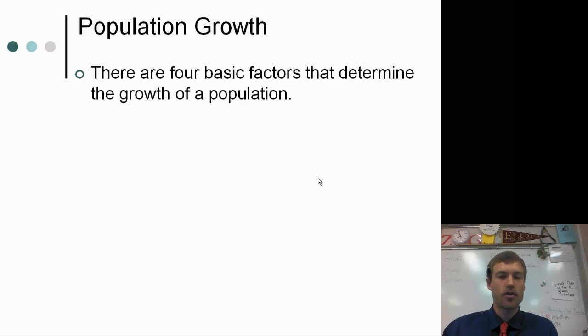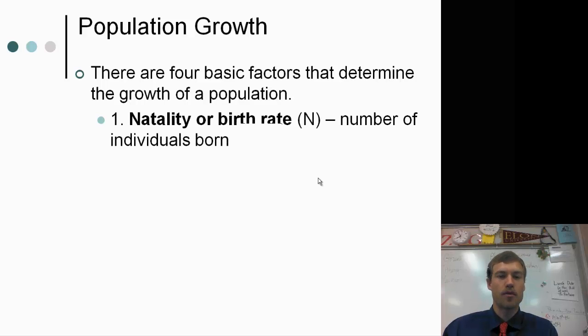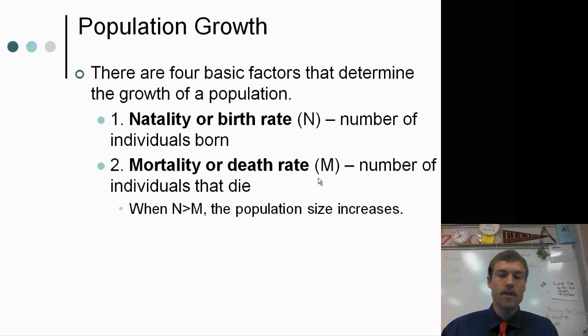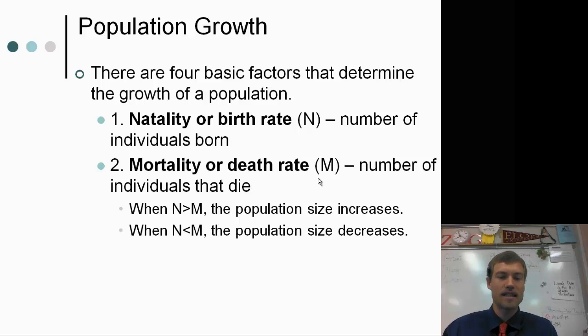So population growth, there are four basic things that determine the growth of a population. There's two really simple ones, which are natality, which is birth rate, the number of individuals that are being born, and then mortality, or the death rate, which is the number of individuals that die every year. And if natality is greater than mortality, then the population is going to increase, and if natality is less than mortality, then the population is going to decrease.